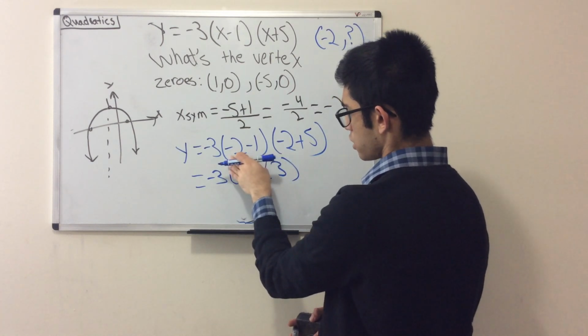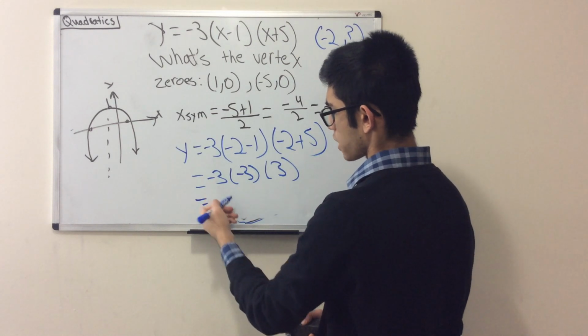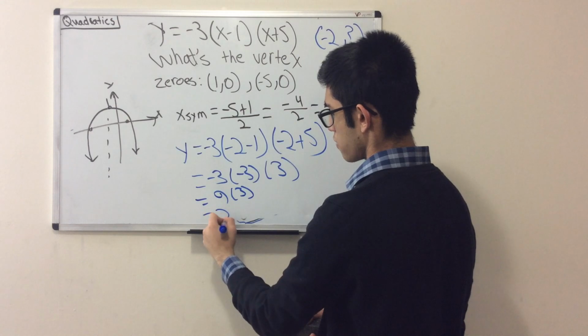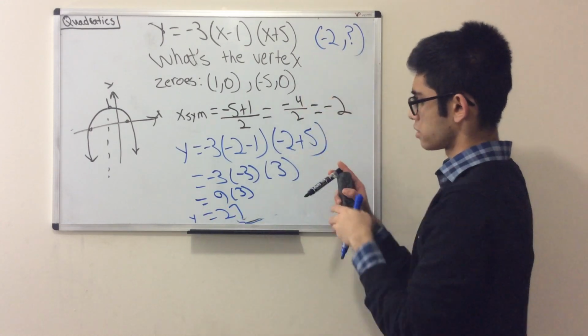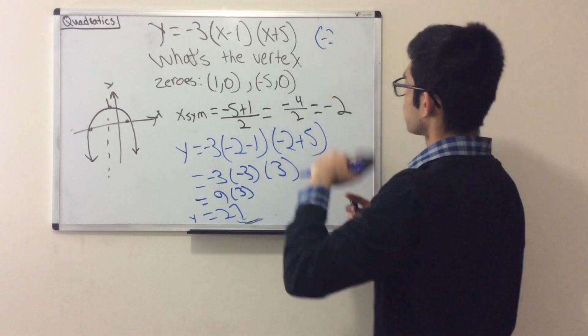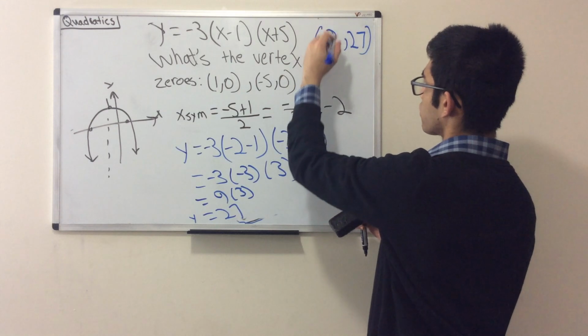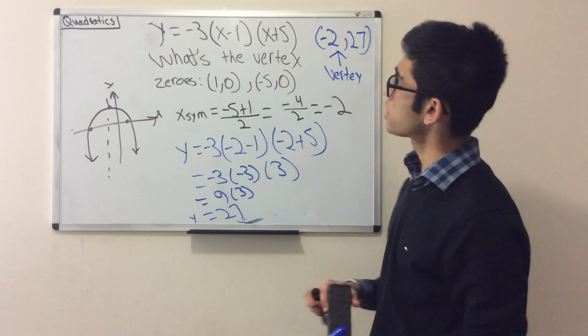-2 minus 1 is -3. -2 plus 5 is 3. So -3 times -3 is 9, times 3 is 27. Now I know my y-coordinate for my vertex, which is 27. So my vertex is at (-2, 27), up here. So how did I solve this problem?